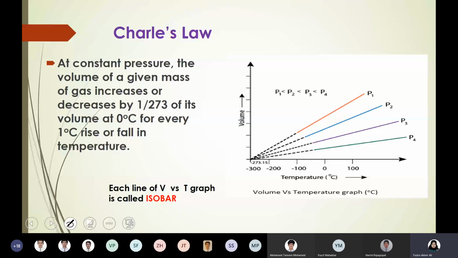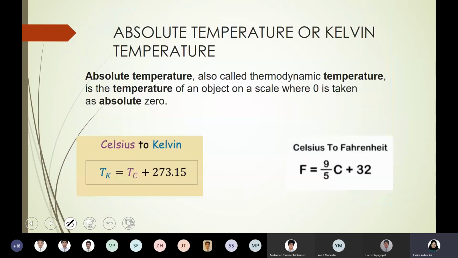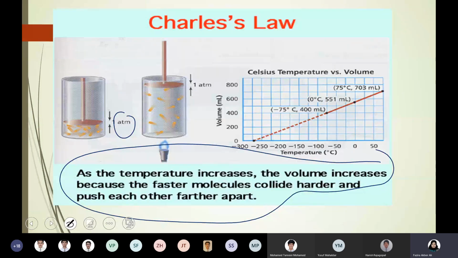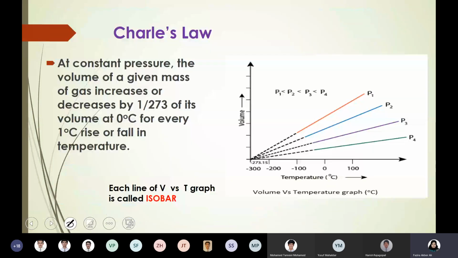And this is another definition, derived in a different way, of Charles' law. But the first statement is enough: at constant pressure, the volume of a fixed amount of gas is directly proportional to absolute temperature. This simple statement is enough. But as it is there in the textbook, I'm just taking that definition also.